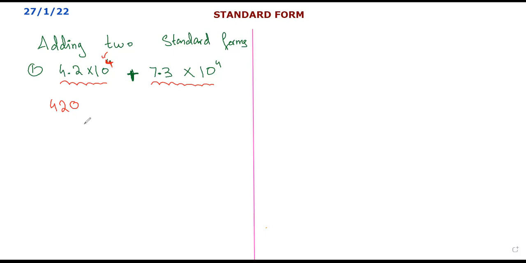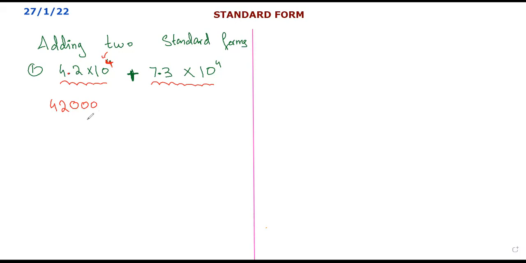4. Okay, why 4? We have a decimal here, so we will move 3. 3 zeros, right? So this 4.2 becomes 42,000. This is 42,000, okay? Is it okay?